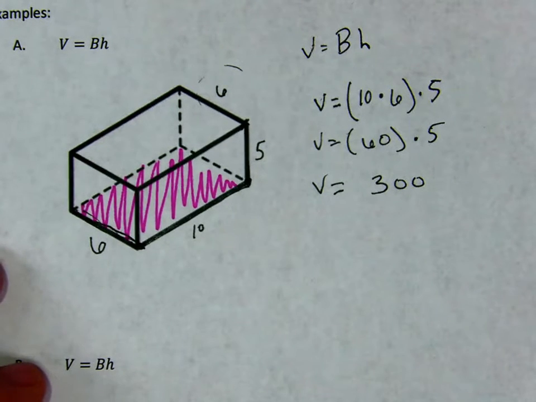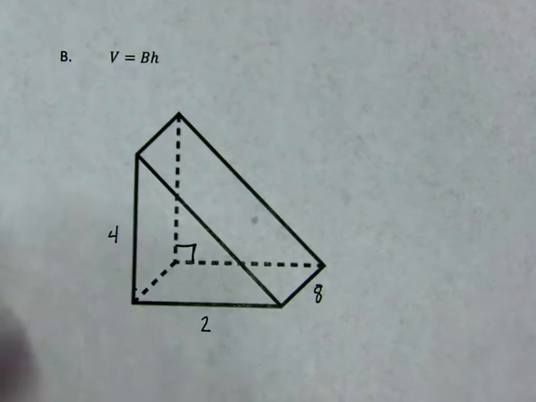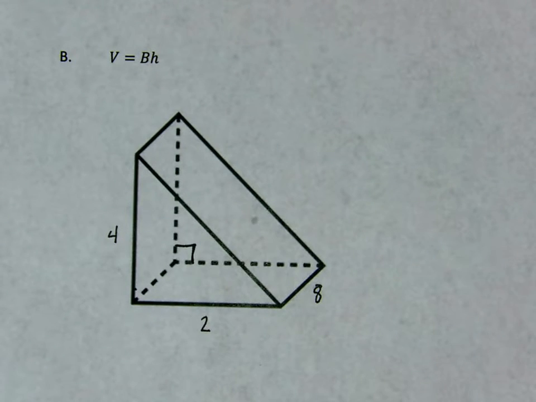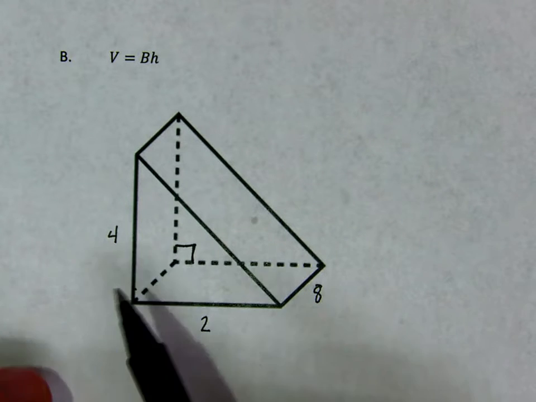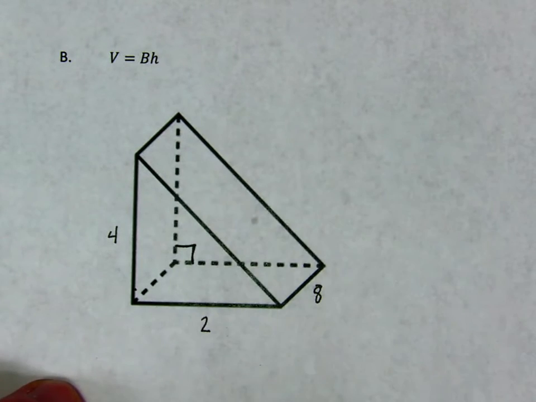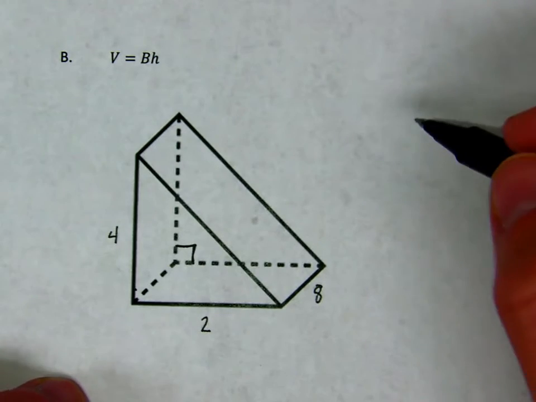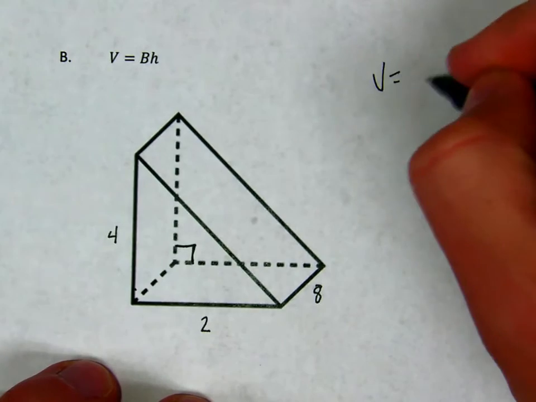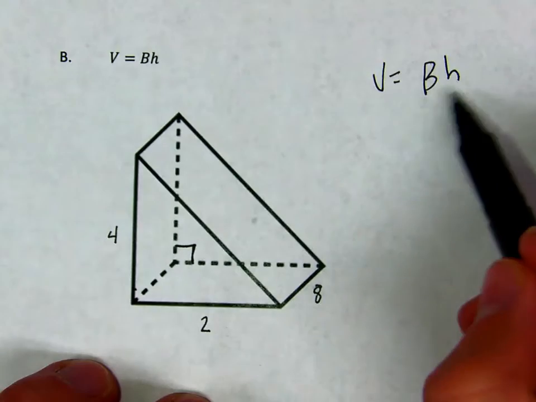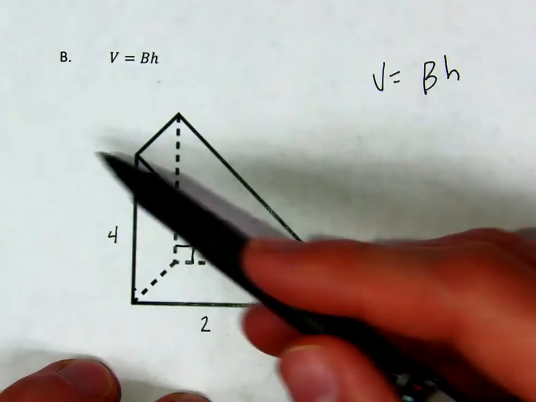Next example. B, this is now a triangular prism. In a triangular prism, I always like to tell my kids that we're going to use the triangle as our base. Even though this square or rectangle is on the bottom, facing the ground, we're going to use the triangle as our base. Remember that. So write down my formula. Big B, same formula. Big B is still area of the base. The base is the triangle.